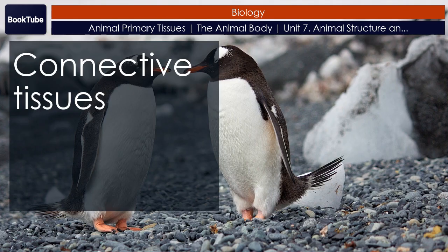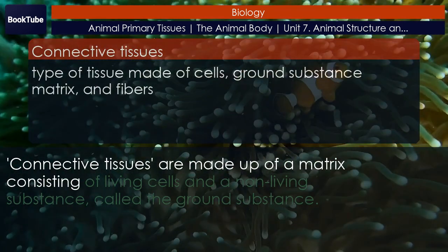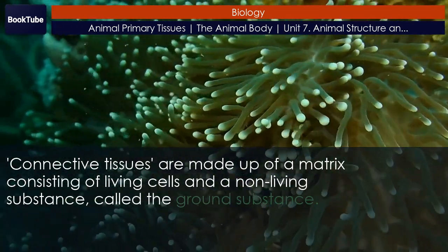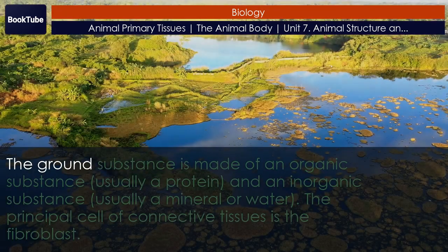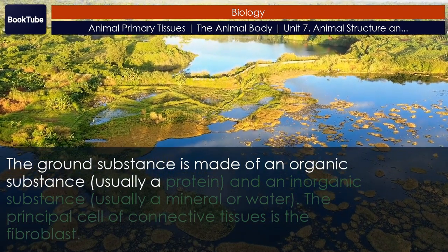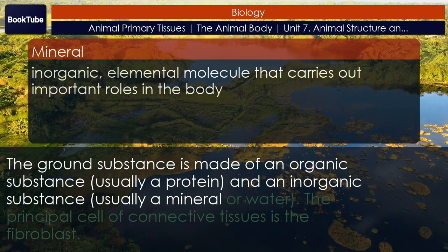Connective tissues. Connective tissues are made up of a matrix consisting of living cells and a non-living substance, called the ground substance. The ground substance is made of an organic substance, usually a protein, and an inorganic substance, usually a mineral or water.